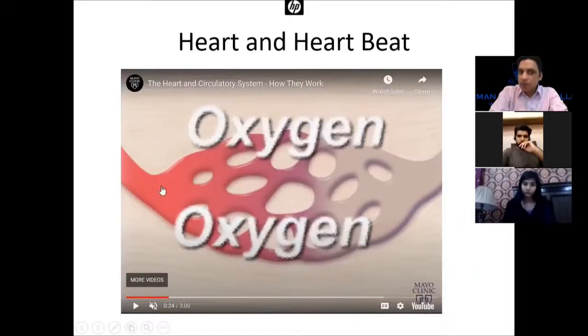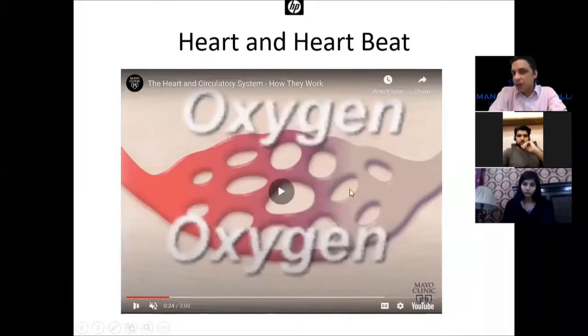So the blood changes from red to blue. It loses oxygen to the cells, it receives carbon dioxide gas from the cells, and then that blood goes back all the way to the heart.